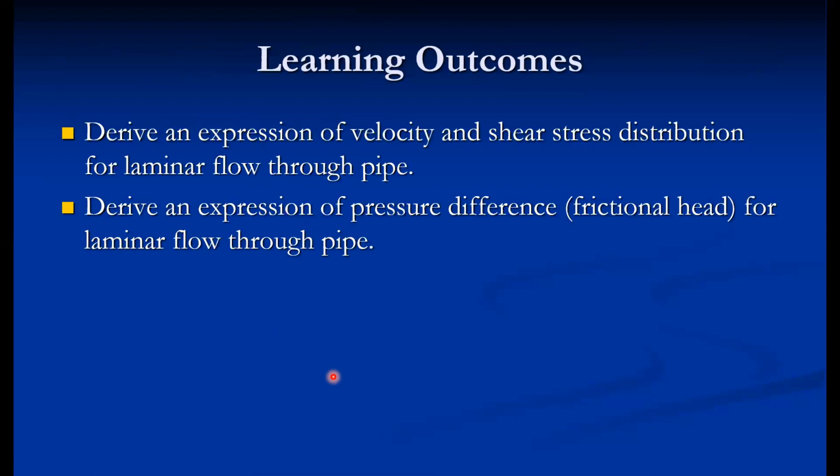So that's it for this particular session. At the end of this session, you will be able to derive an expression of velocity and shear stress distribution for laminar flow through the pipe. Also, the expressions of maximum velocity, mean velocity, and the relation between mean velocity and maximum velocity, we can develop. You can also develop the expression for pressure difference, that is frictional head, for laminar flow through a pipe. That equation is also called the Hagen-Poiseuille equation.